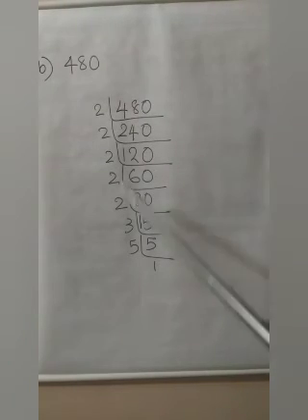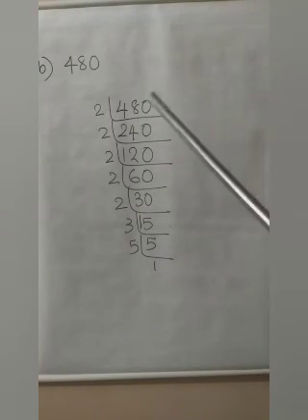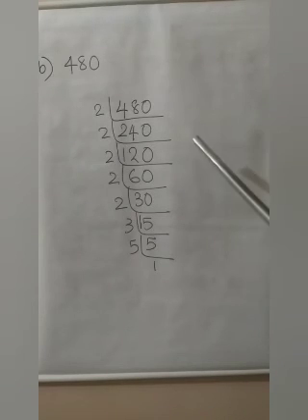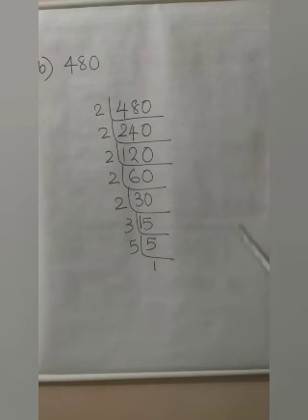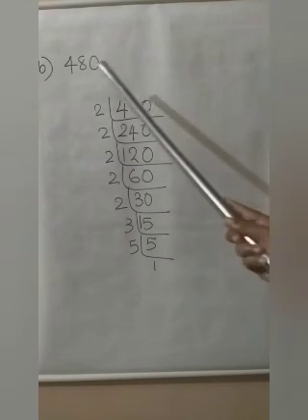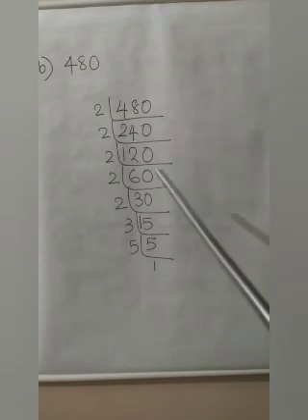Next example, 480. When you are getting a larger number, why are we not using the factor tree method? When we are factorizing using the factor tree method, it will go on with many branches. So you will get confused and you will forget some factors. So when you get a large number, it will be convenient to use the division method.